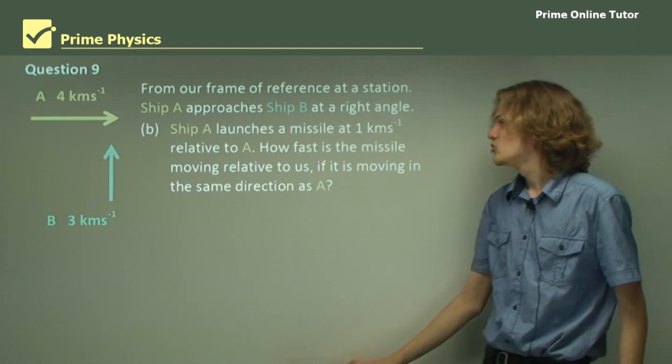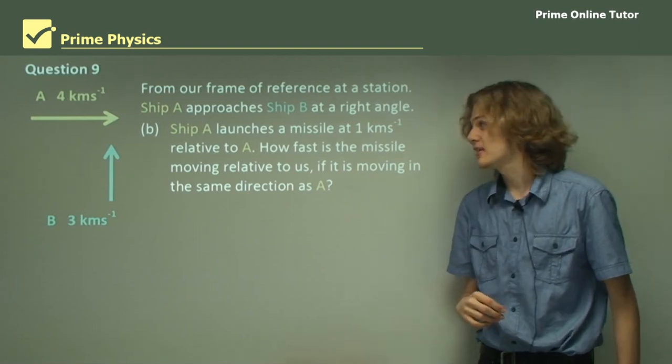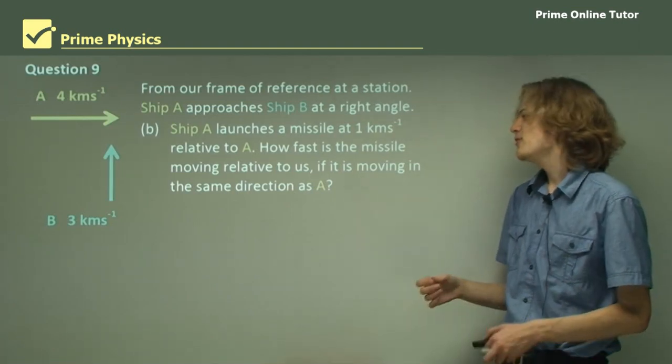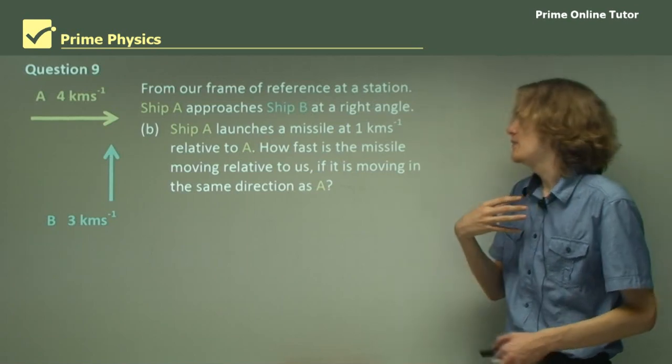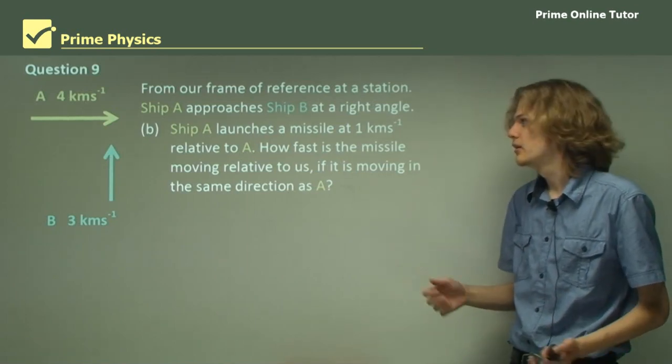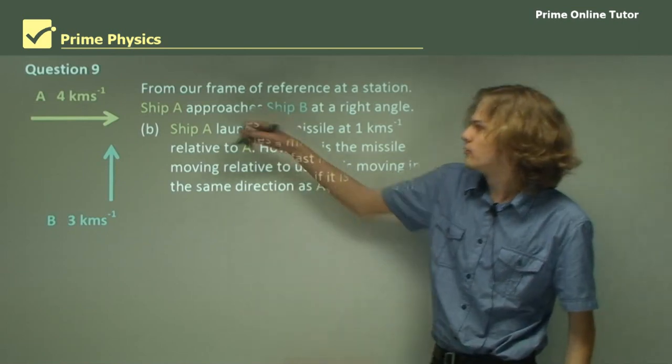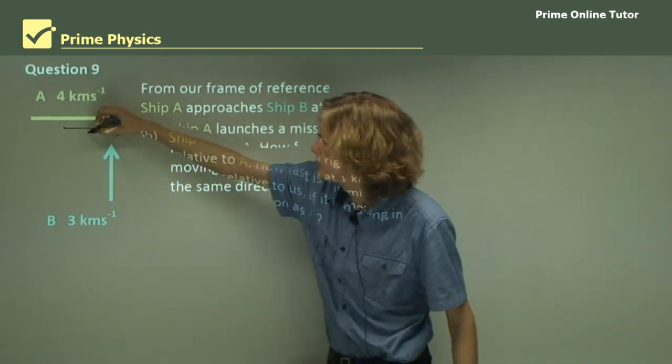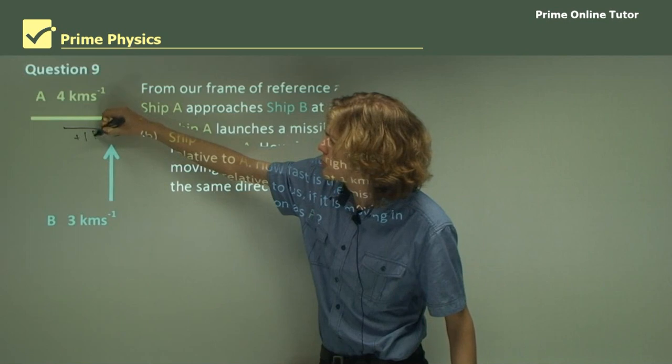Part B. Spaceship A launches a missile at 1 kilometer per second relative to A. How fast is the missile moving relative to us if it's moving in the same direction as A? Well, from A's point of view, it's firing a missile moving that direction at 1 kilometer per second.